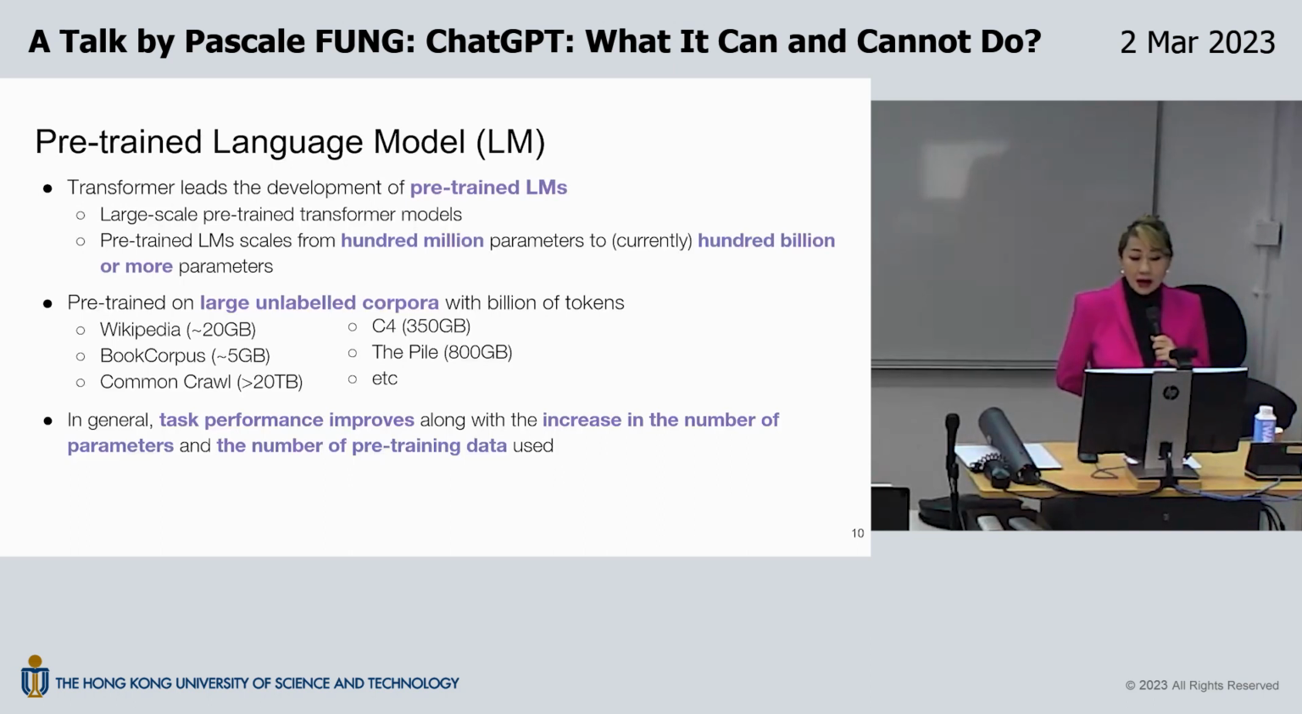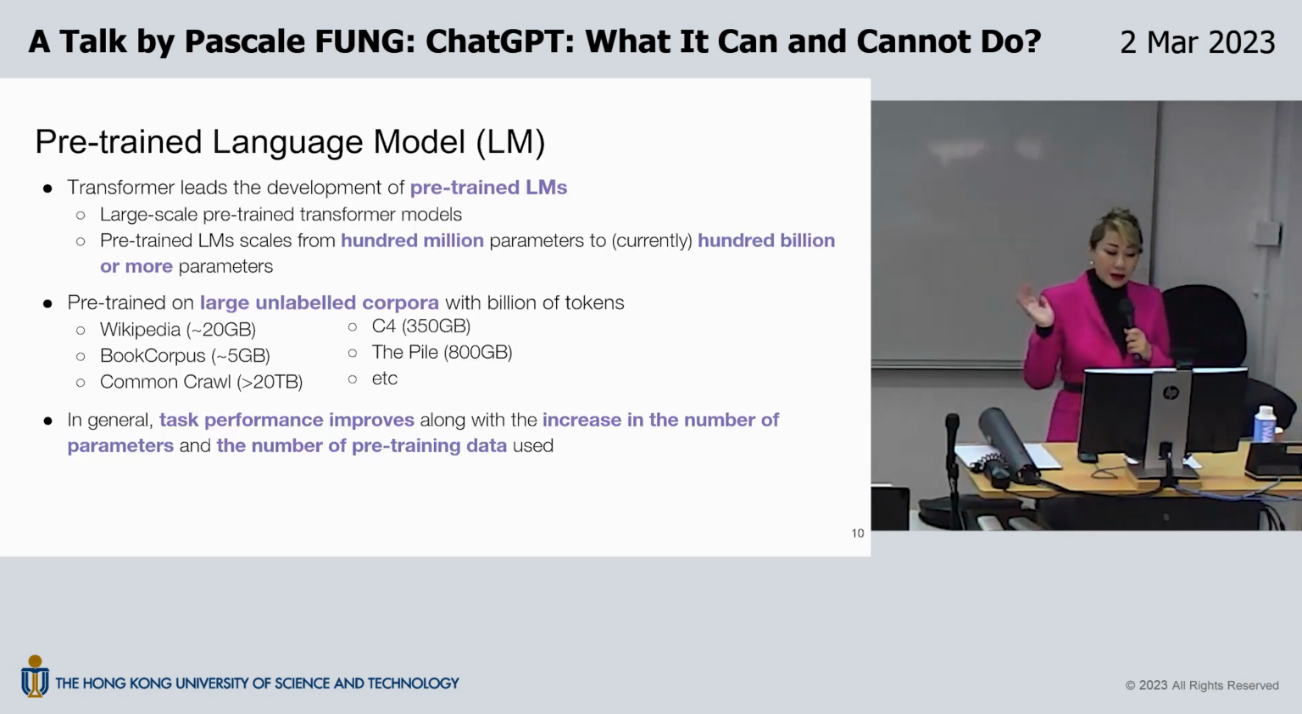They range from hundreds of millions of parameters to hundreds of billions or more parameters. And they are pre-trained on large unlabeled corpora. So this is important. Since I've told you what language models are, this is a kind of self-supervised learning. It does not require anybody to label the data. So it's pre-trained on large unlabeled data with billions of tokens. Some of the training corpora are listed here. And task performance improves with the increase in the number of parameters and the volume of pre-training data used. This is what we know.